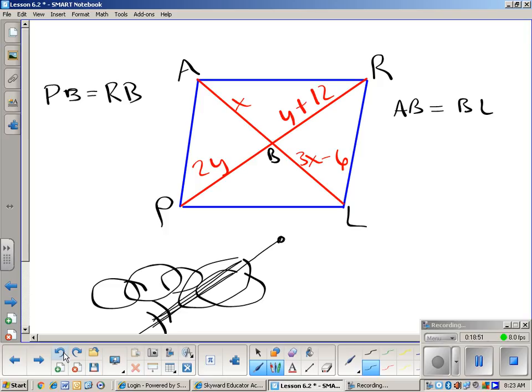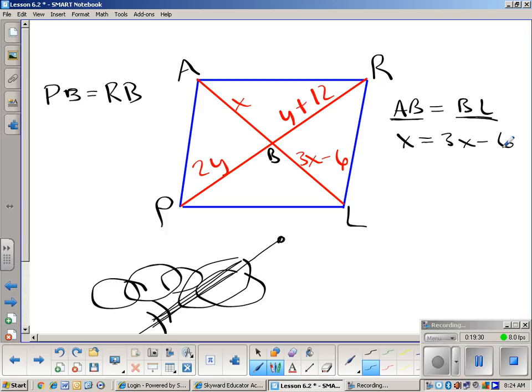Look up here, please. We said AB is equal to BL. How long is AB in this picture? What marks did they give us to tell us the length of AB? X. And how long is BL? 3x minus 6. And this says that AB is equal to BL, right? So that means what? Someone help me. X equals 3x minus 6.